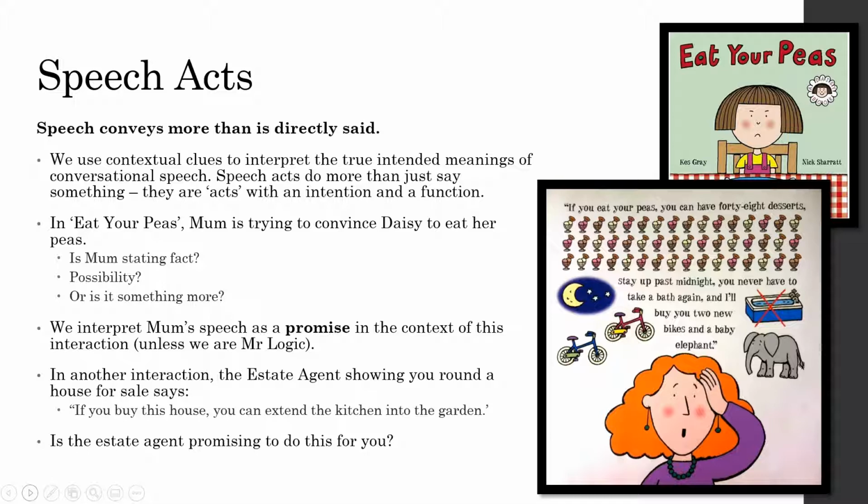Well, we know, obviously, in the context of Mum talking to Daisy and trying to get her to eat her peas, that Mum is offering her a promise. Mr. Logic might have a little bit of difficulty with this statement, but here's a comparative, almost grammatically identical statement that we would interpret very differently.